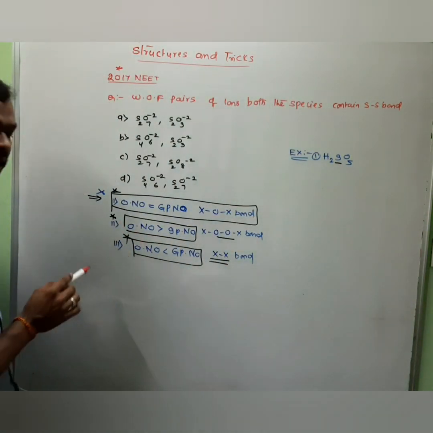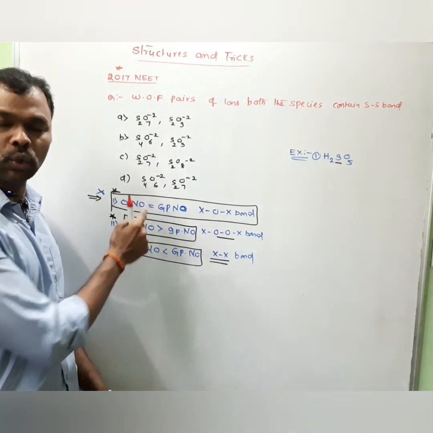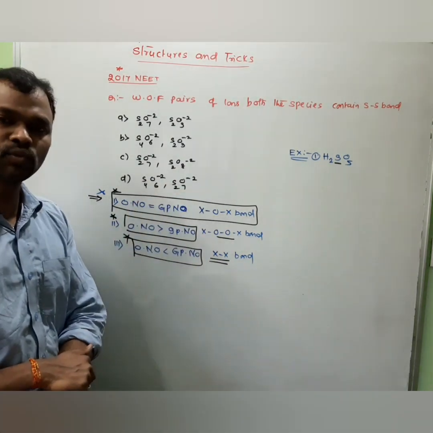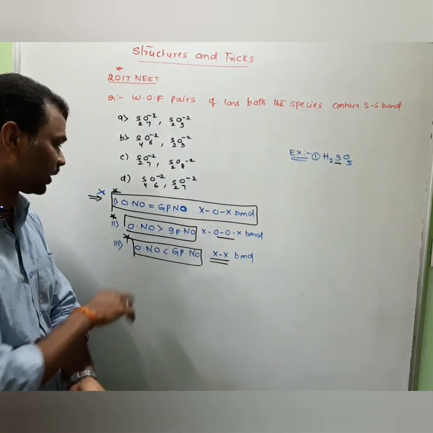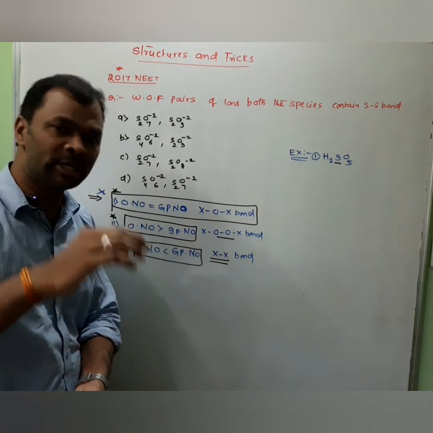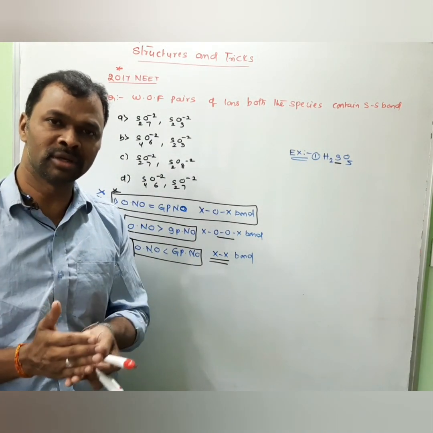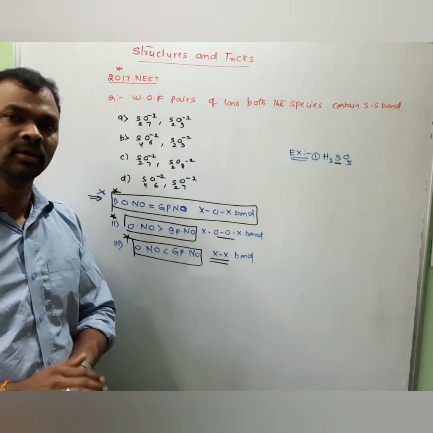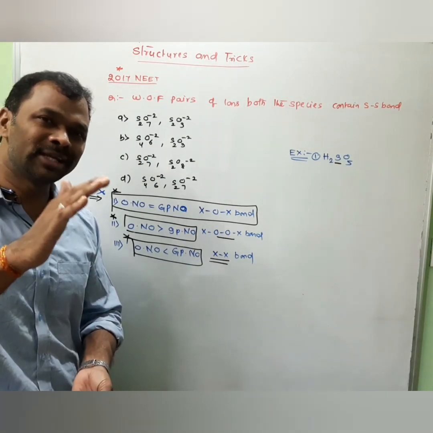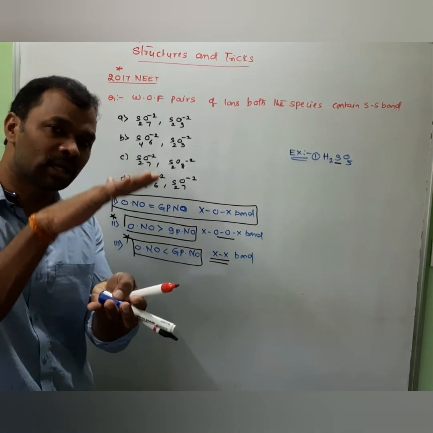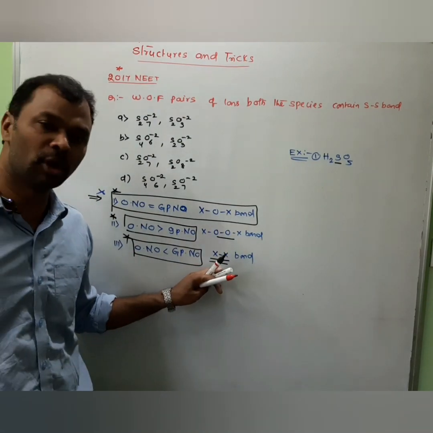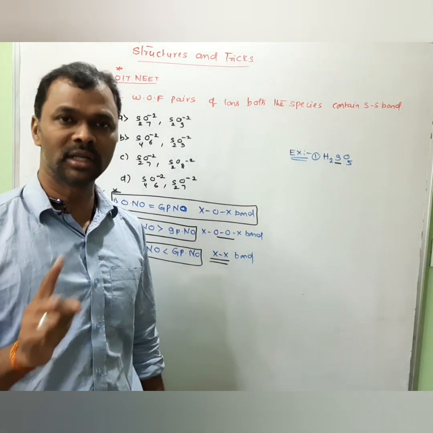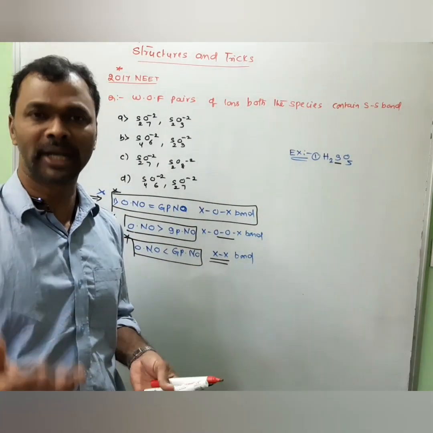So the first important trick is, if oxidation number equals group number, then we have an X-O-X linkage. Second important point, if oxidation number is greater than the group number, that indicates a peroxy linkage, X-O-O-X bond. Third point, if oxidation number is less than group number, which indicates X-X bond, P-P bond, S-S bond, etc. Few exceptions are there, that also I'll discuss, but this is the general way of remembering and practicing the questions.